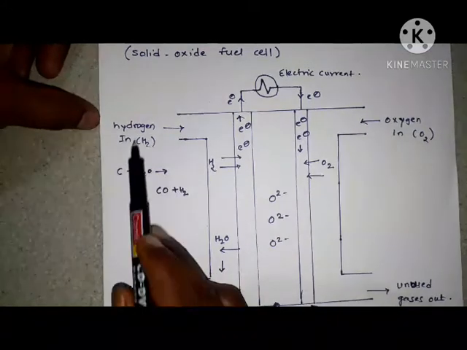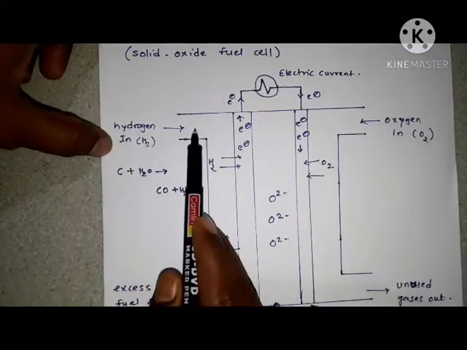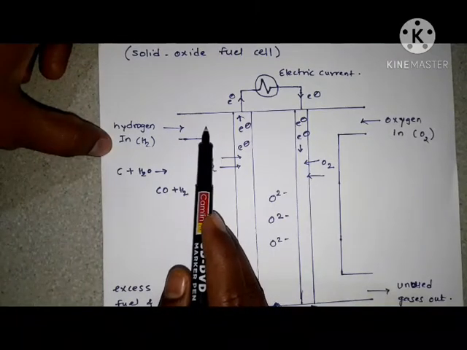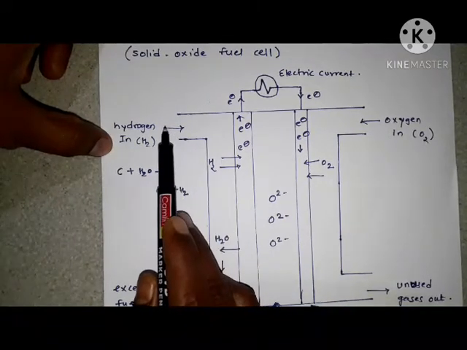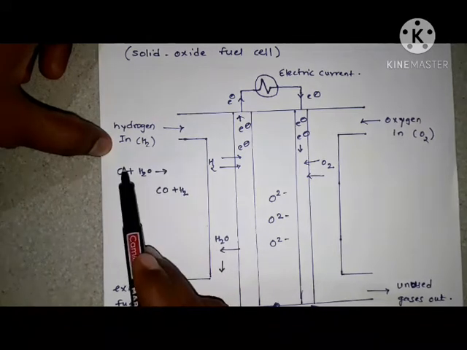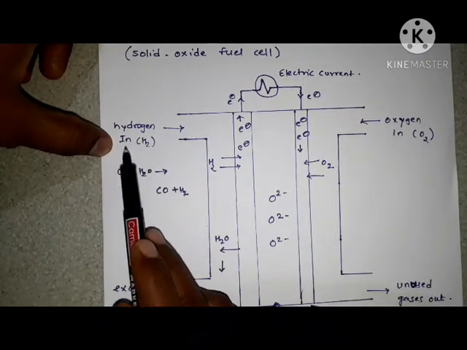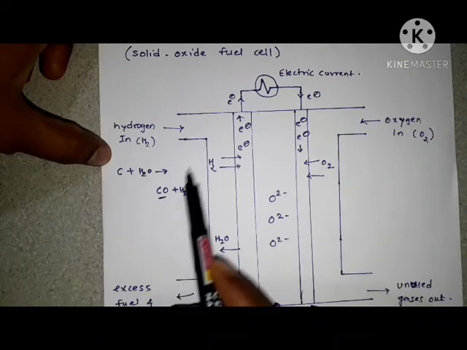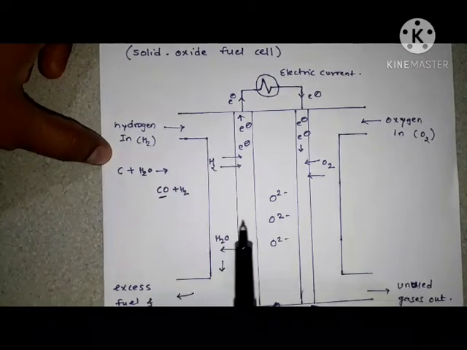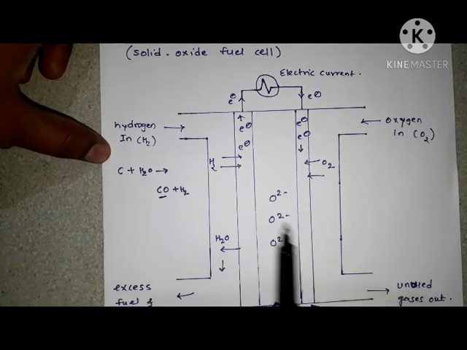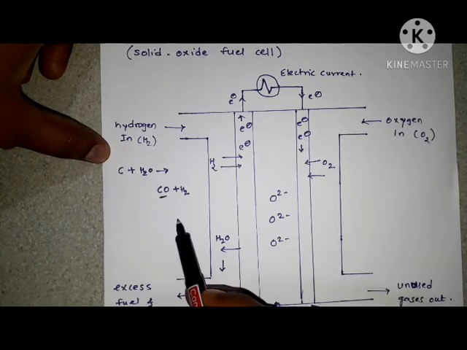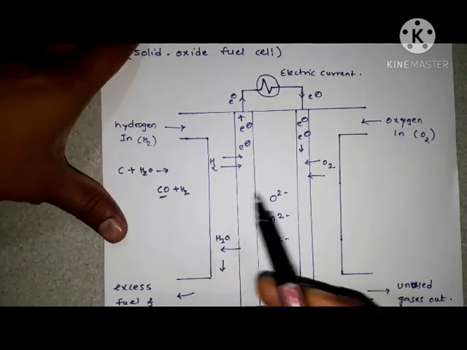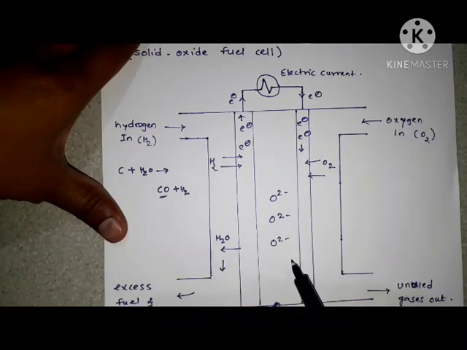Okay, when we pass hydrogen gas at the left side of this fuel cell, then along with hydrogen gas, carbon monoxide also enters this cell. Okay, so carbon monoxide reacts with the oxygen ion of this solid oxide fuel cell.